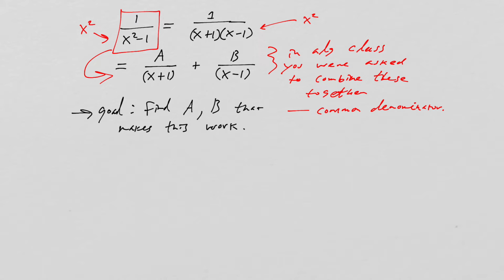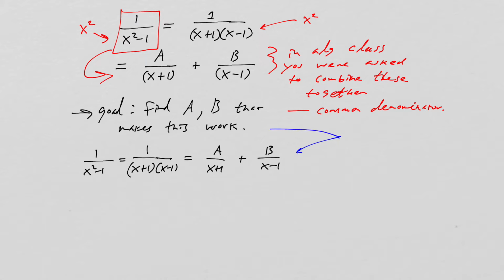Okay, well, let's see if we can find those constants. Just like before, what we can do, though, is say that if I have 1 over x squared minus 1, and that's equal to 1 over x plus 1 times x minus 1, and that's equal to a over x plus 1 plus b over x minus 1, where a and b are unknowns. But what we do know about this is this equality right here has to be true for all x values.